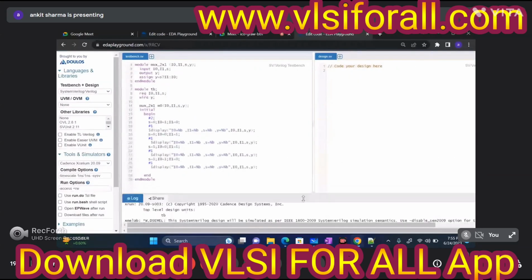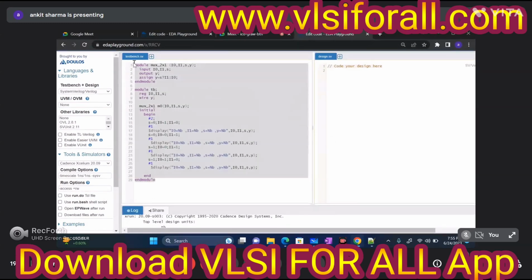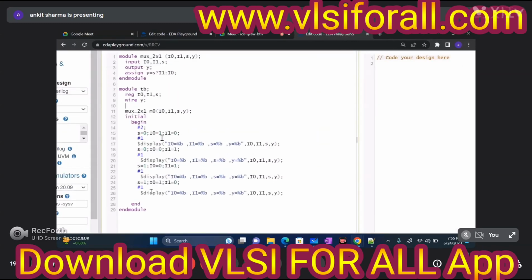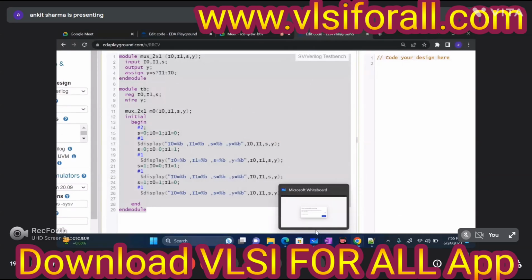Sir, I understood this table, but I did not get what you taught us here. So you are thinking in a wrong way. I did not teach you this. I did not teach anything in this.